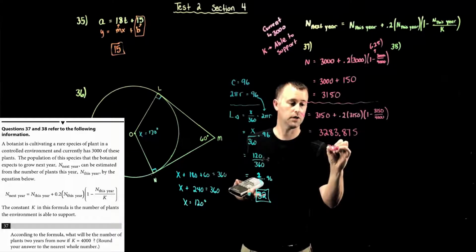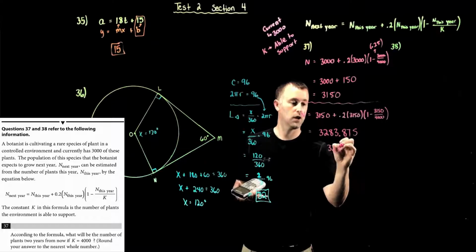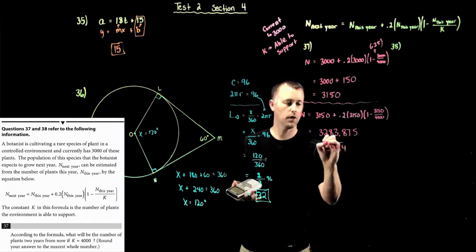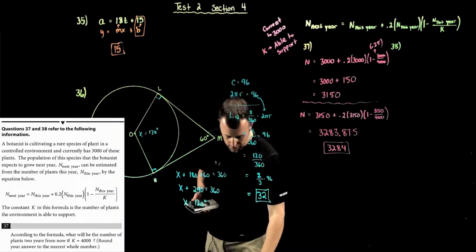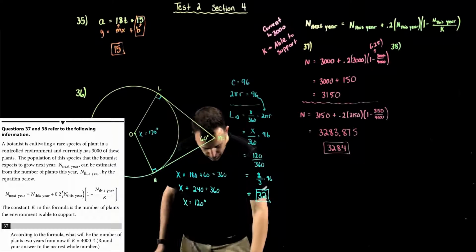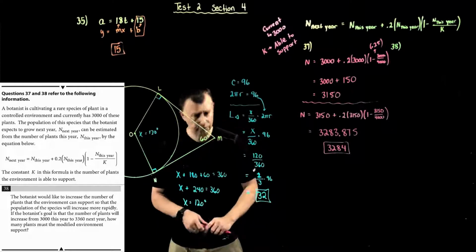So you just round it to the nearest whole number, which is 3,284. That's what you'll plug in for number 37. So that's 37. Finally, we have number 38.